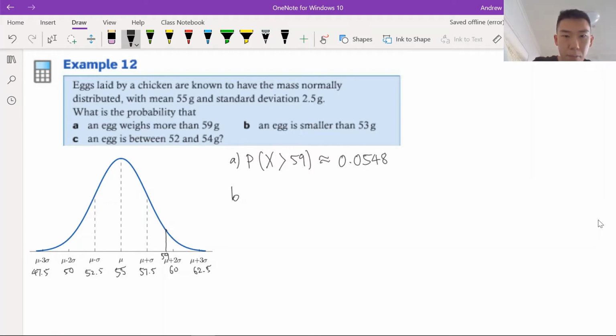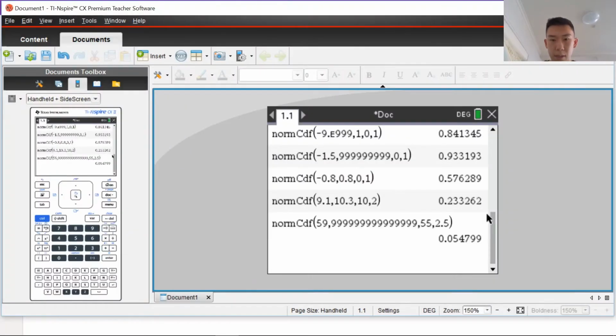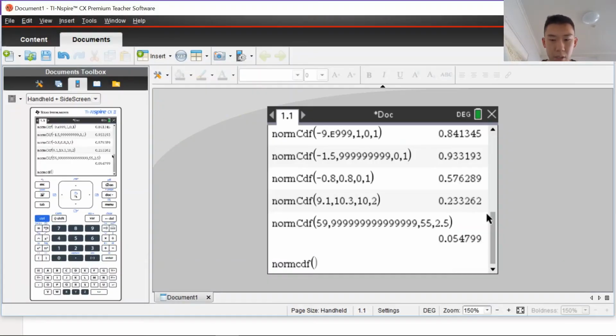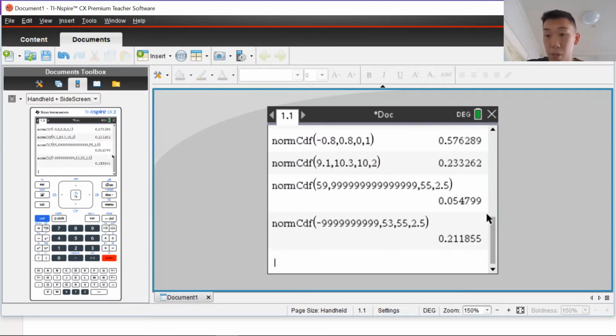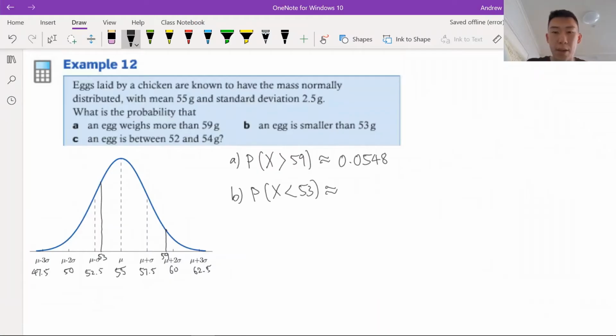Okay, now B, smaller than 53, so 53 is probably here somewhere. So X less than 53 is approximately, so we can type this in like this. This time we want our lower bound to be a large negative number, our upper bound to be 53, mean to be 55, standard deviation is 2.5, 0.2119.